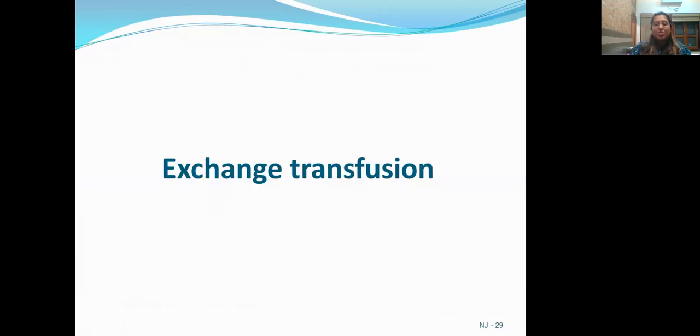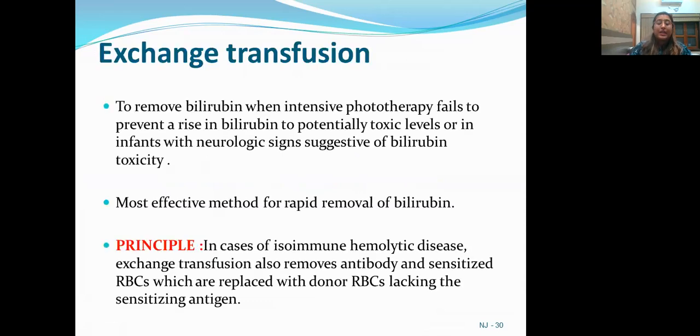So now coming to exchange transfusion. Exchange transfusion is the second modality in the treatment of neonatal jaundice and is used in much more sinister cases of jaundice where the requirement of treatment is much more immediate and urgent. So the concept of exchange transfusion is to remove bilirubin when intensive phototherapy fails to prevent a rise in bilirubin to potentially toxic levels, or in infants with neurological signs that are suggestive of bilirubin toxicity. These neurological signs we will be discussing in the later slides as well.